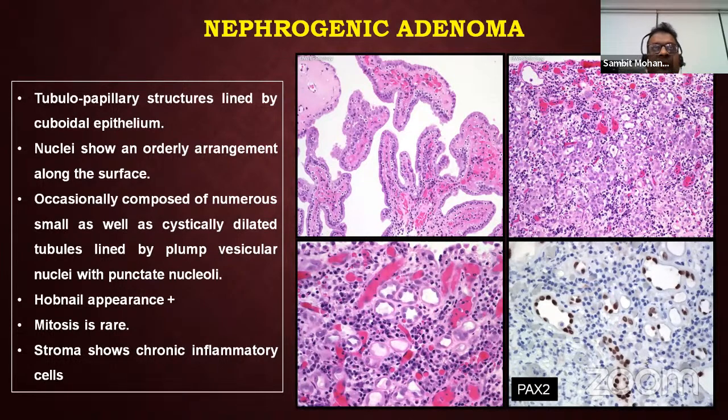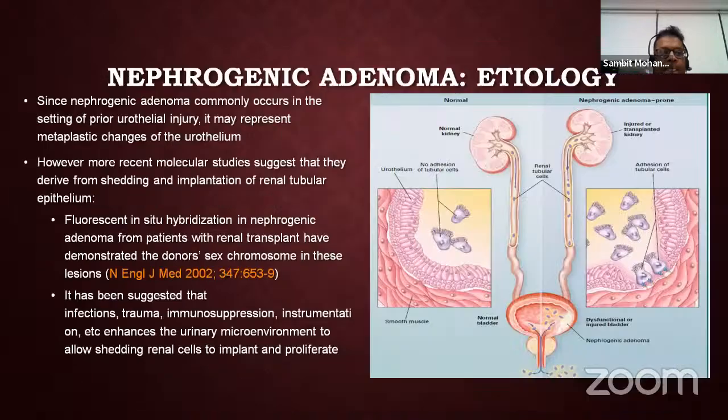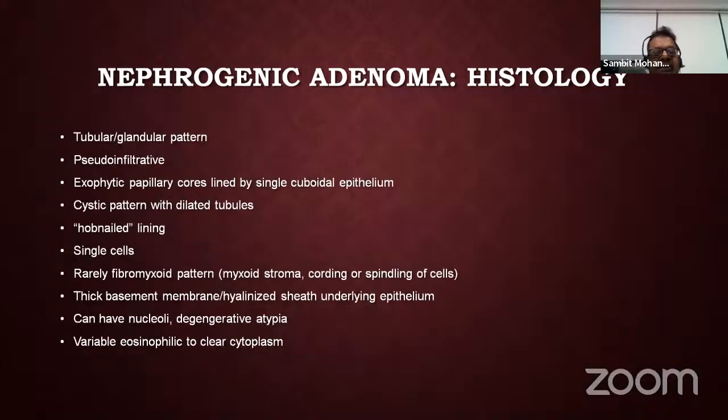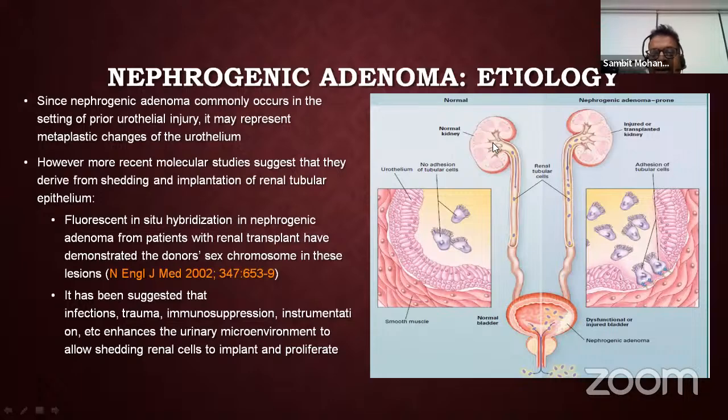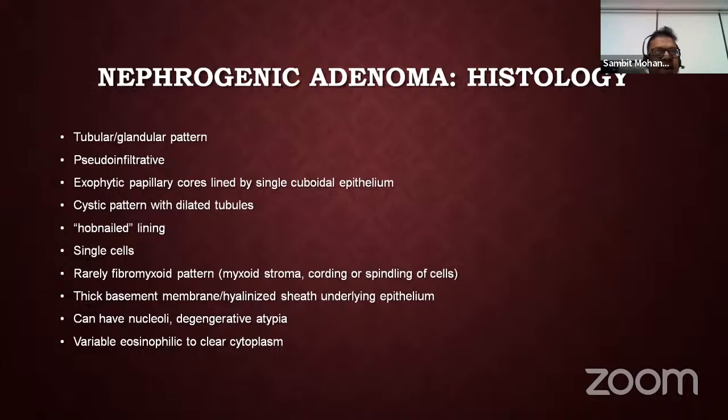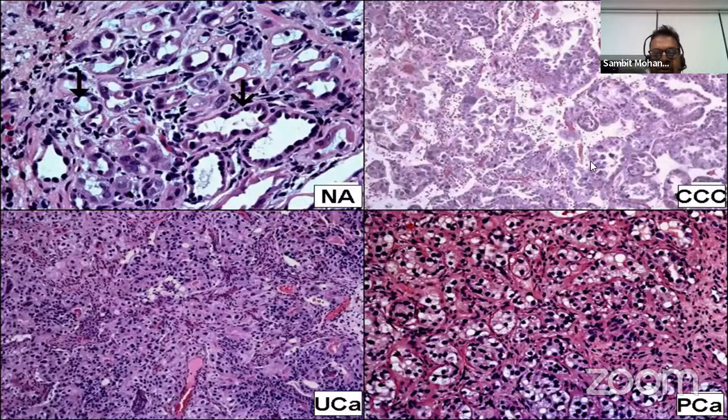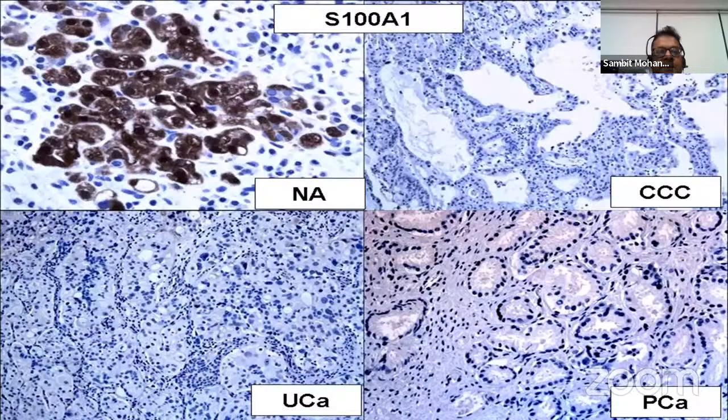And the most important thing you are going to ask the clinician is any history of stone or instrumentation. Why? Nephrogenic adenoma commonly occurs in the setting of prior urothelial injury, and it may represent metaplastic changes in the urothelium. These are basically shed cells from the renal tubules, and they harbor and make a mass-like formation in the bladder wall. The bladder is only giving space, like a hostel. They are staying in the bladder, but they are coming from the kidney. Nephrogenic adenoma, clear cell carcinoma of the bladder, nested urothelial and prostatic are close mimics.